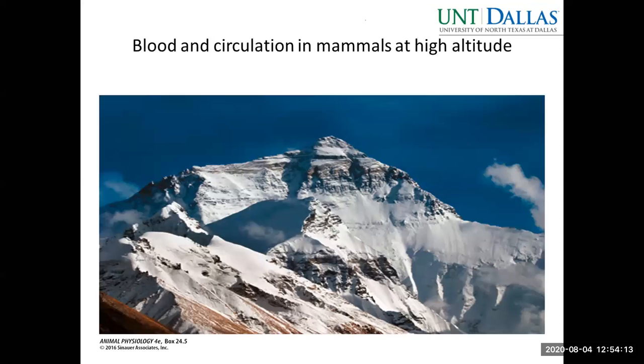Talking about the blood and circulation in mammals at high altitudes, the study of blood oxygen transport in humans and other mammals at high altitude is, in its particular way, one of the most intriguing chapters in evolutionary physiology. This is true because in the past 30 years, the blood responses of lowland people at high altitude have morphed from being touted as exceptional examples.